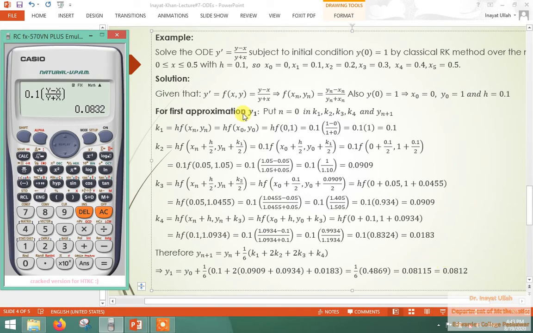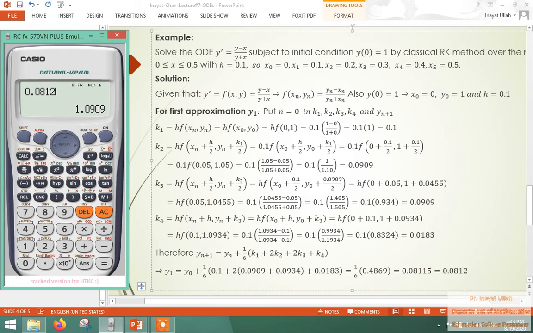and then for the second approximation y2, put n equal to 1 in all these cases. Whenever you put n equal to 1, you will get x1, y1. x1 from here will be 0.1. y1 is calculated here in the first approximation. y1 is 0.0812. So for example, if I want to do the second approximation y2, for that purpose I may replace x by x1, and x1 is 0.1, so replace x by 0.1. Replace a in the first step, a is missing, so a is 0. y is actually y1 now. y1 is actually 0.0812, so that is 0.0812.